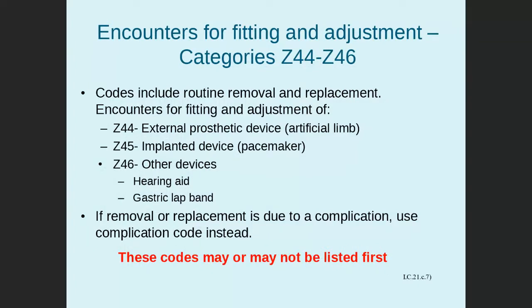Categories Z44 to Z46 are used for fitting and adjustment of device. For example, Z44, external prosthetic device. Z45, implanted device. Z46, other devices such as hearing aids or gastric lap band. These codes include removal and replacement of the device. If removal or replacement is due to a complication, you're not going to code these, you're going to code a complication instead. So this is routine. The important word here is routine removal and replacement. And they may or may not be listed first depending on the circumstances.